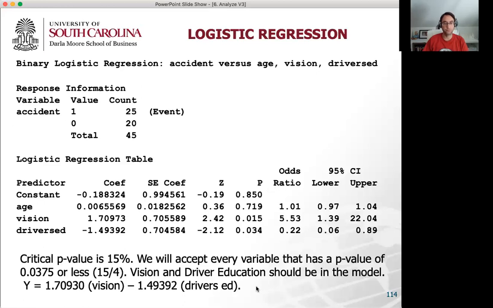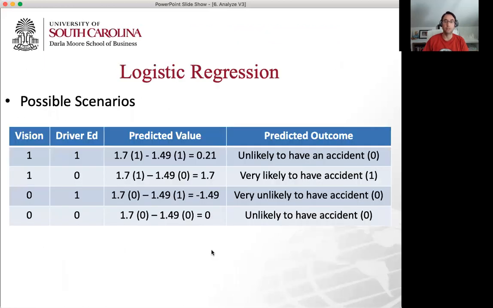Anyway, this is our model now, right? Y equals to 1.7 something, 719, where is it? Here, 1.709, which is the coefficient of vision, times, if you have a vision, yes or no, minus 1.49, blah, blah, blah, if you have a driver's education or not, and it will give you a value, right? And that value is the likelihood of having an accident. And here I create a table just to explain the scenarios, right? So we basically have two attribute variables that impact an attribute variable as well, right? And that's the Y variable at the end.